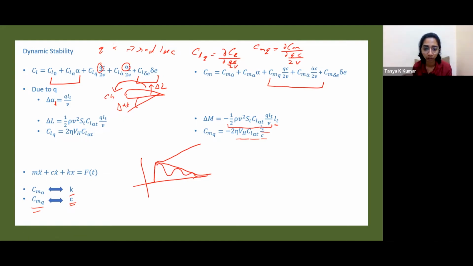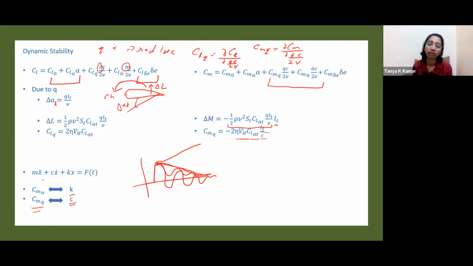So how it approaches the equilibrium or goes away from the equilibrium is characterized by damping. For an aircraft system, that is Cmq. Oscillation would be like this, and then it decays out eventually, or it goes away from equilibrium, or it comes directly without any oscillation towards the equilibrium. So this is characterized by Cmq.